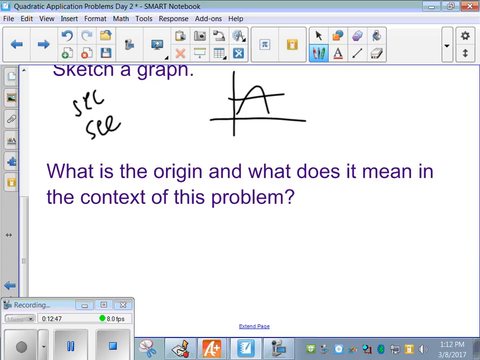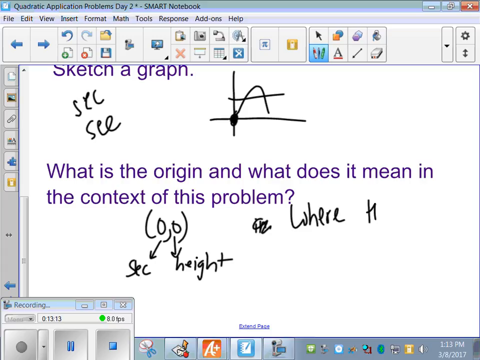What does the origin represent? So the origin is this point right here, right? The origin is 0, 0. What does that represent in the context of this problem? So 0 is the time in seconds, and this is the height. So what is it? Where you start, right? So where the ball starts, which is ground level, right? So the 0, 0 is on the ground, and also it's at time 0, so you haven't kicked it yet. Okay, make sense?